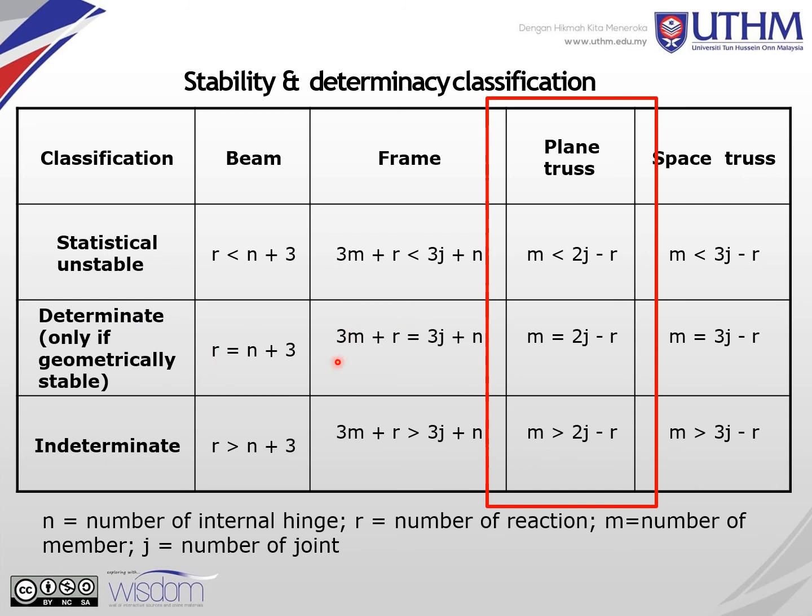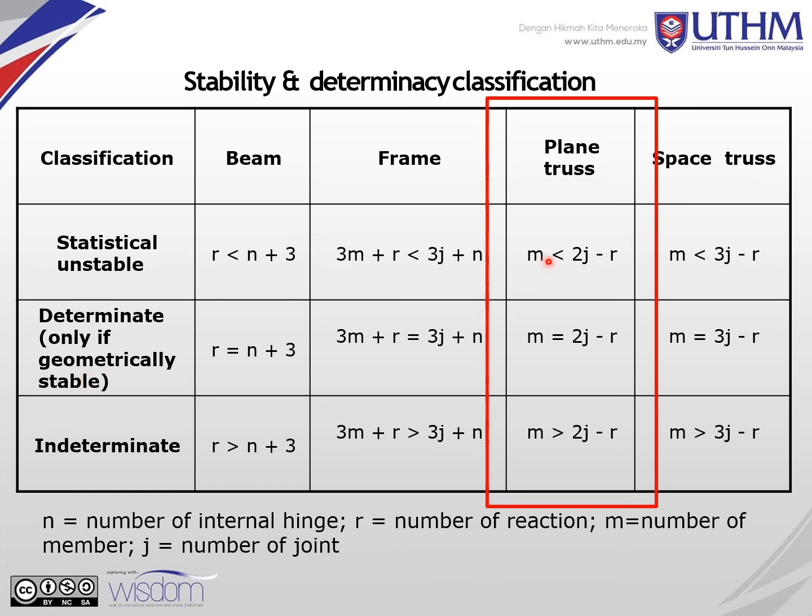For a frame, you will use this equation: 3m + r = 3j + n. And for chapters 1 to 4, you will most commonly see the plane truss, for which the calculation is m = 2j - r. M is the total number of members in the plane truss, and j is the number of joints. You total them up, along with the number of reactions. If m = 2j - r, you get determinate and geometrically stable.